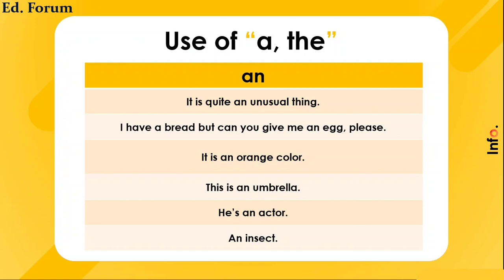I'm talking about orange, so it's starting with a vowel sound: an orange. This is an umbrella. He is an actor. An insect. Insect starts with the vowel sound again.